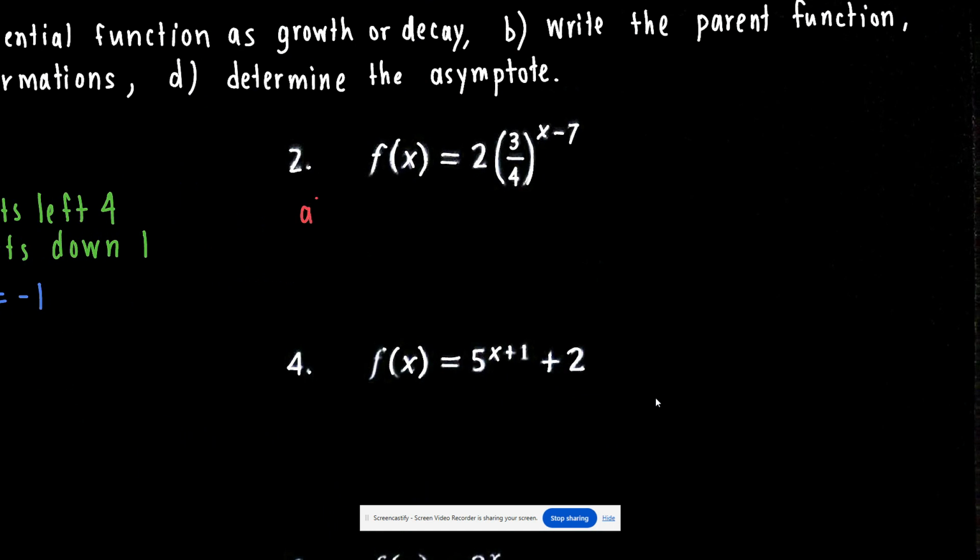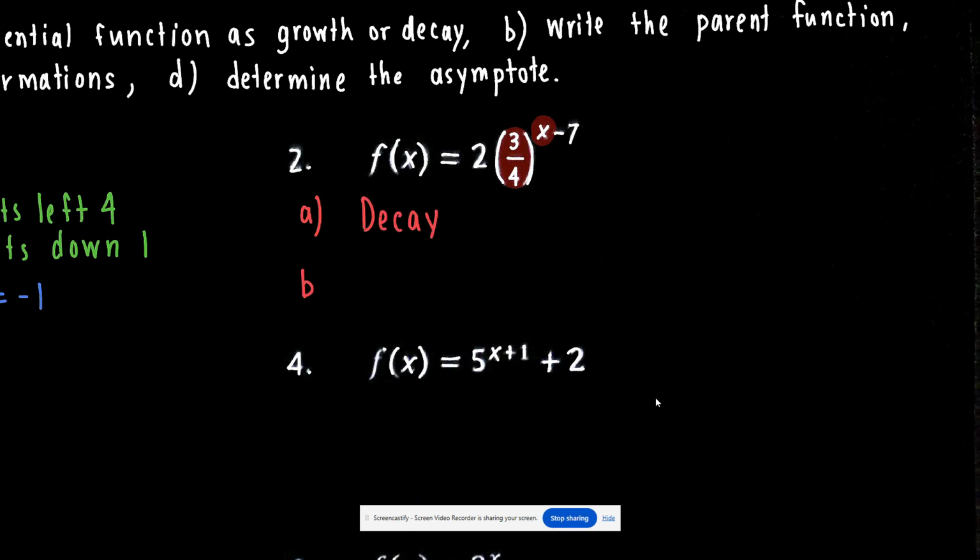Number 2A. Remember, we are looking for the base of our exponent. Here's our exponent. That's the base of it. So what do you know about that 3/4? Well, it's definitely less than 1. So this one is showing decay.